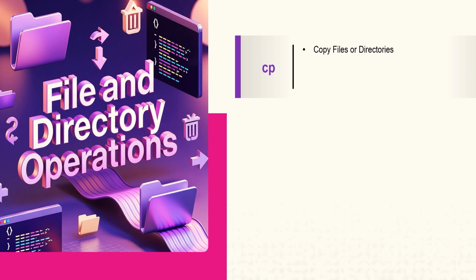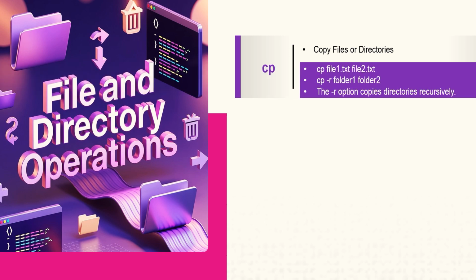Now I want to copy the content of file1 to file2. So simply, I will run cp file1.txt file2.txt. Here file1.txt is my source file and file2.txt is my destination file.